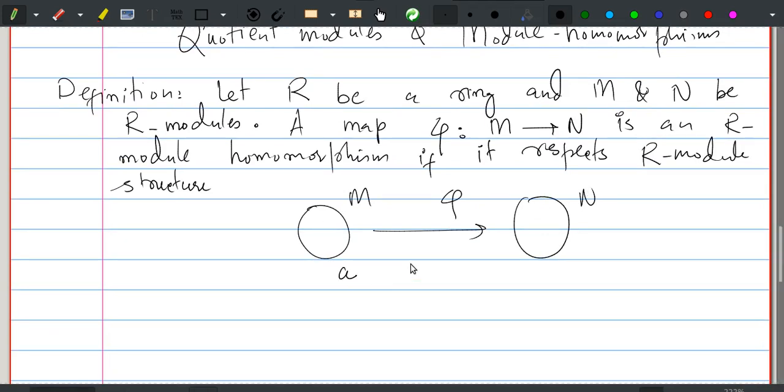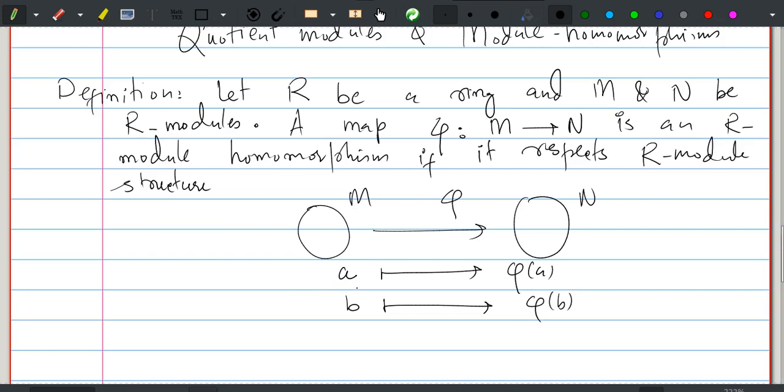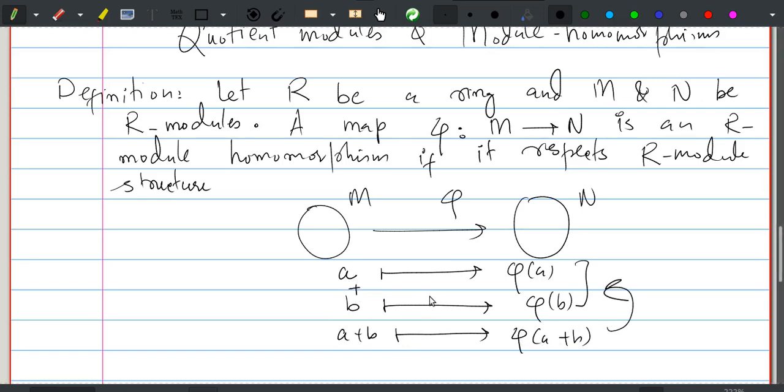If we take elements a and b here, element a goes to phi of a and element b goes to phi of b. Now M being a subgroup under addition, if we look at this element a plus b, this goes to phi of a plus b. If a plus b goes to phi of a plus phi of b, then phi respects the addition structure of M.